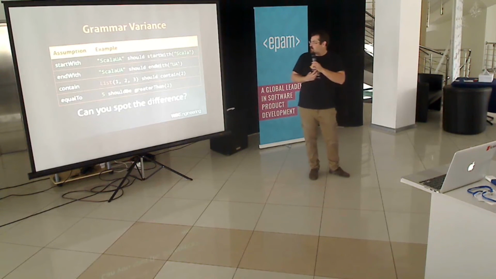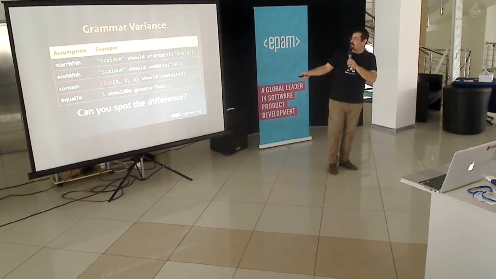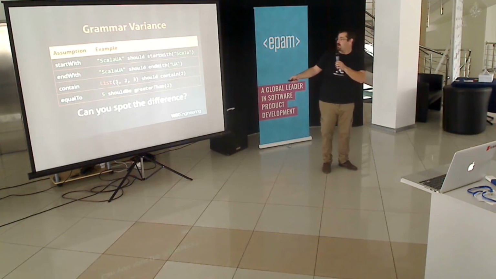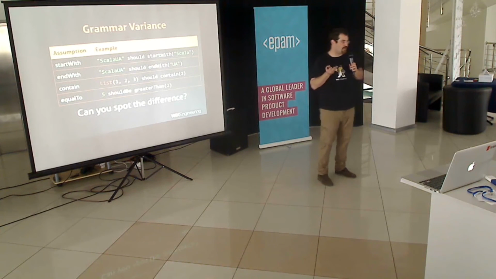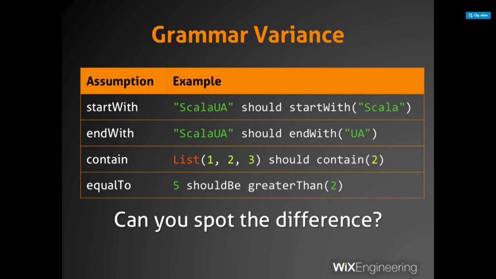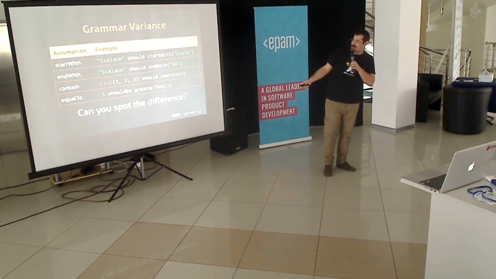There is one more consideration. We have just a bunch of examples here, right? ScalaUA should start with Scala. ScalaUA should end with UA. List 1 to 3 should contain 2. 5 should be greater than 2. There is a subtle difference between a few of these options. So, can you spot it? It's not really that tricky, right? Well, let me clue you in. We have here should and should be, right?